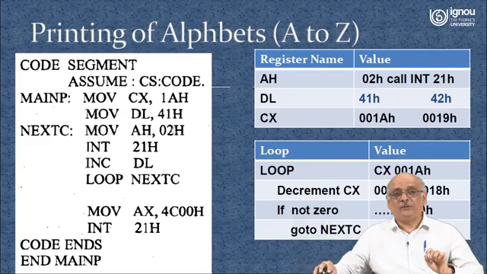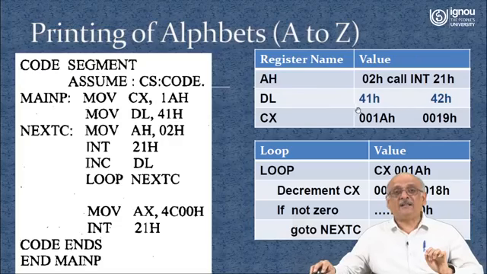Now let us very quickly do this program. AH with 02H, when it calls interrupt 21H, which takes place here, I will explain this to you. This particular interrupt outputs whatever is the content of the DL register. Now the DL register contains one alphabet. 41H represents A, 42H represents B.